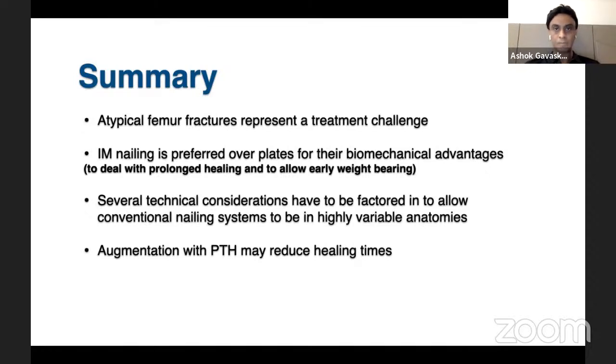Thank you. Thank you, Ashok. That was a wonderful presentation on atypical fractures of the femur. Any questions from the panelists? Any opinions?